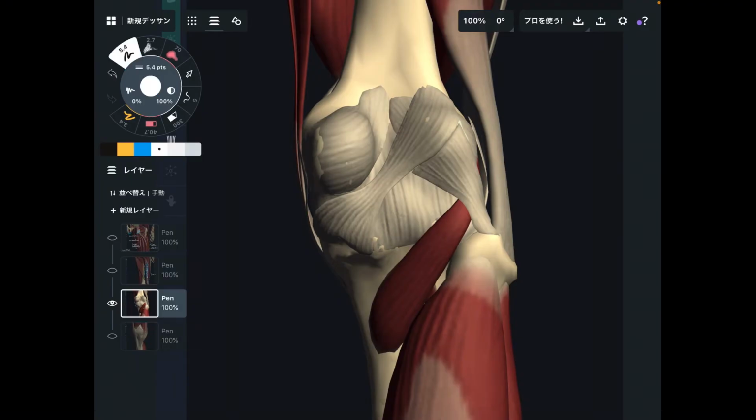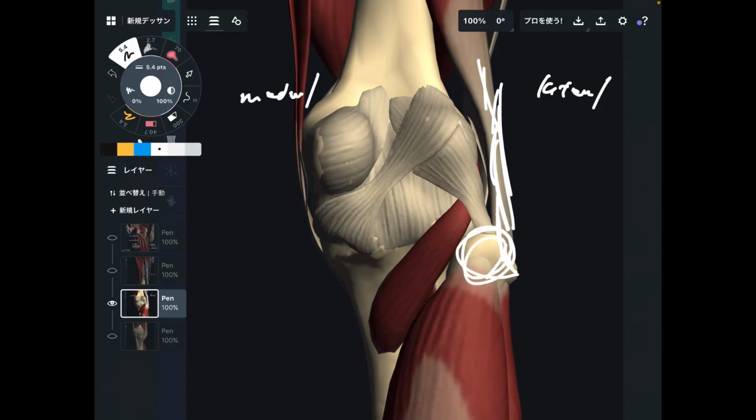This is a posterior view of the knee. This part is biceps femoris. This is the lateral part. This is the medial part. This is biceps. Biceps inserts to this area, this bone. This is the head of fibula. And you see semitendinosus and semimembranosus.